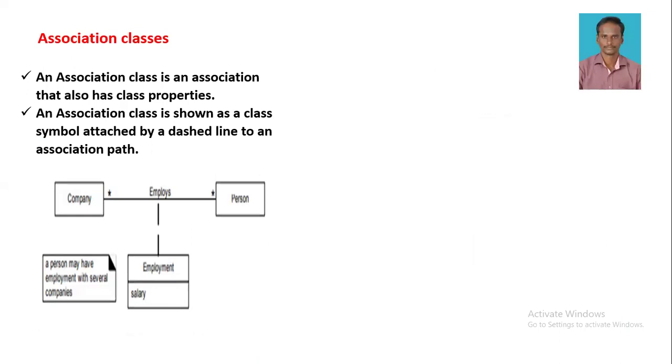And the next one is association class. An association class is an association that also has class properties. An association class is shown as a class symbol attached by a dashed line to an association path. For example, in a given diagram, we have a company and a person; a company employs a person. The association class is employment, with salary. It means that a person may have employment with several companies. That is actually an association class.